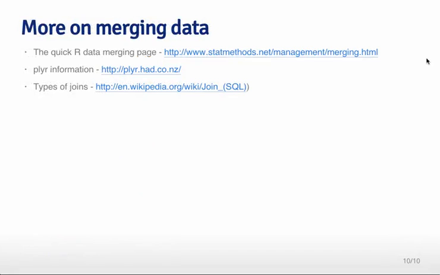The R data merging page is very good, as is the plyr page for merging data sets together. Before you start doing this intensively, it's worth paying attention to whether you're performing different kinds of joins, whether you're doing left joins or right joins. And the best way to learn more about that is to go read about joins in databases. For example, here is the information about joining for SQL database joins.